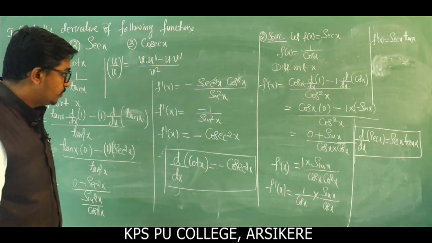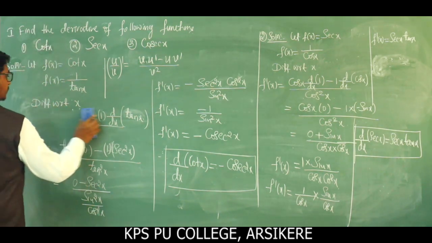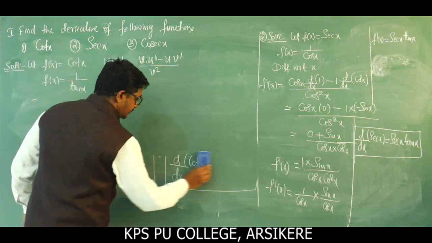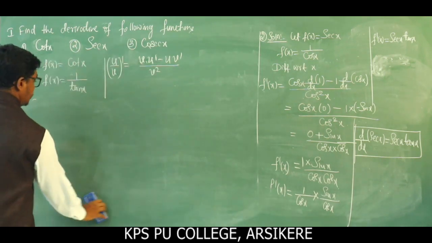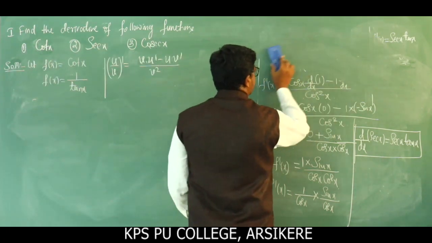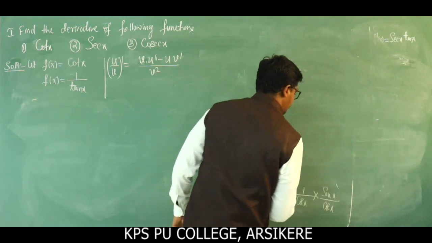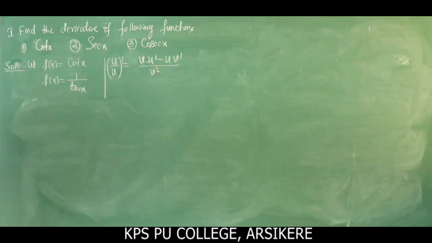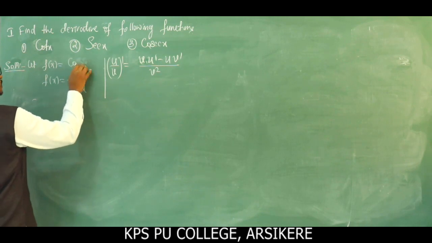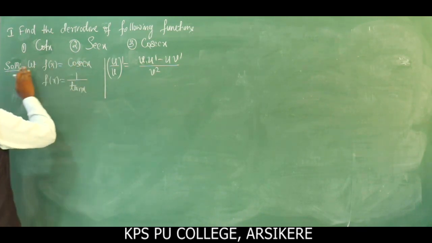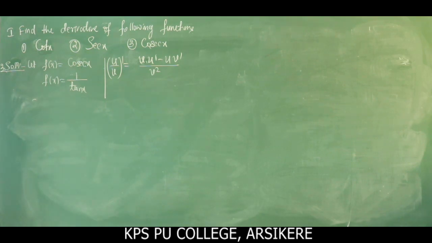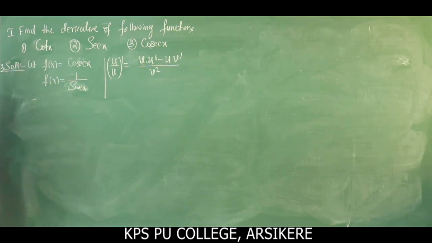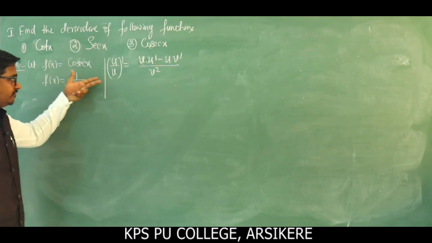Now dear students, we are moving to the third one, cosecant x. So what is given? Cosecant x. This is the third one. Solution for the third one: f of x is equal to cosecant x. Cosecant can be written as 1 by sin. The reciprocal of cosecant is 1 by sin. So apply the u by v rule, same method.